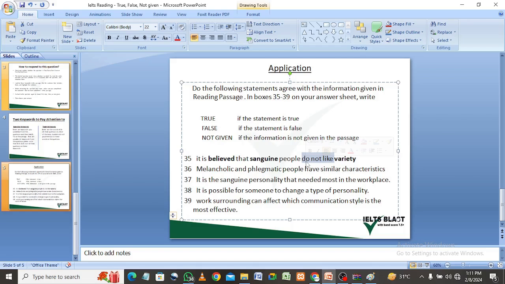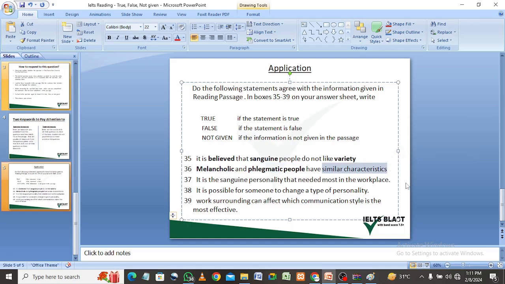Now let's take a look at the second question. Melancholy and phlegmatic people have similar characteristics. Now what are the scanning keywords here? The scanning keywords here are what? Melancholy, phlegmatic people. These are what? The scanning keywords. But the target keyword here that they will set questions on is similar characteristics.